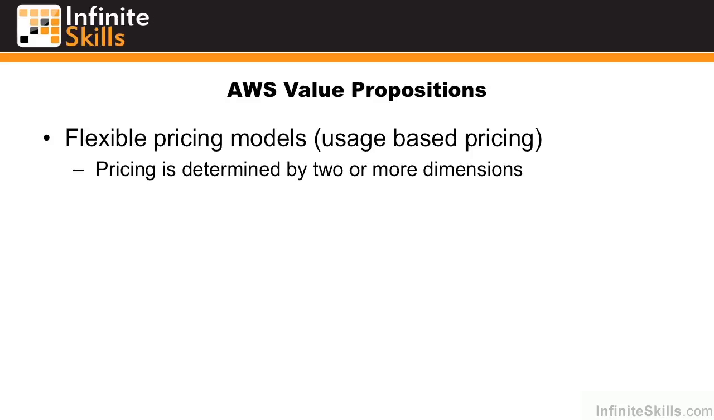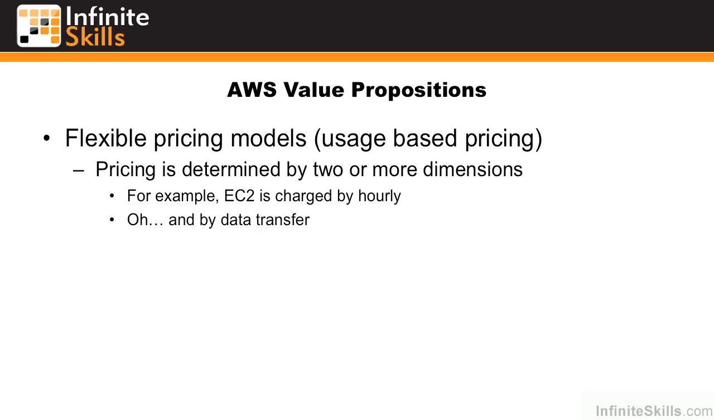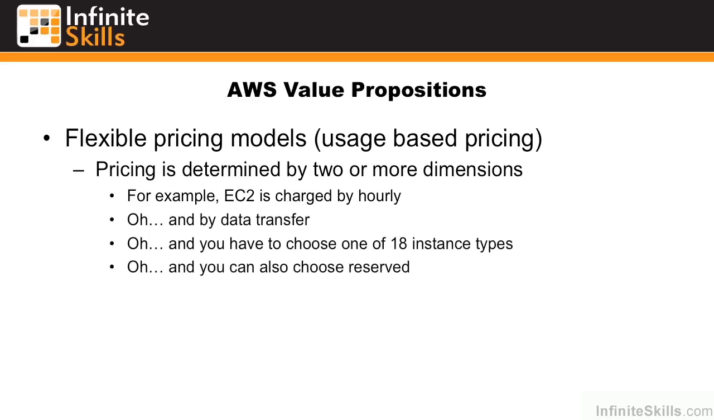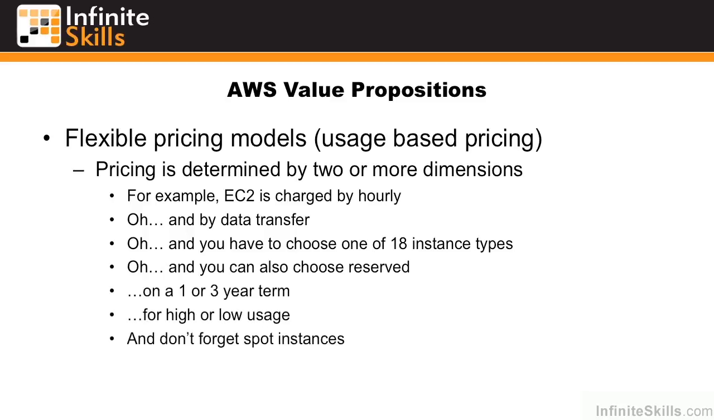Let's peruse through how you determine the cost of an EC2 server. Like I said, first and foremost, the EC2 server cost is charged on an hourly basis. You're also charged for data transfer out of the server. You also have to choose one of the 18 instance types they offer. And you have to decide if you want a reserved instance on a 1 or 3 year term for high or low usage, and you also have spot instances. Amazon's pricing model can get very, very confusing, and in this course, we look at each individual service and the things that you need to consider.